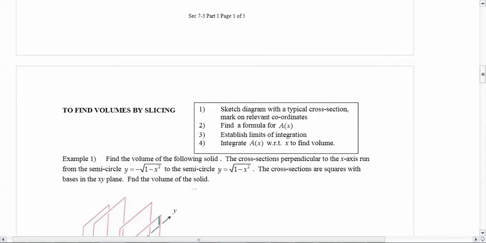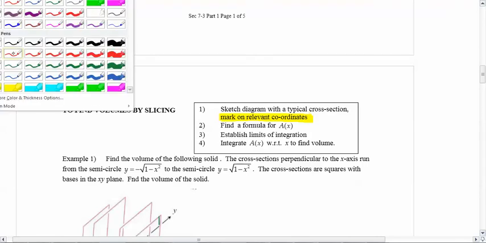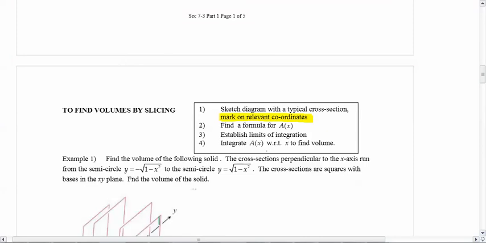Here are the steps we're going to go through as we find volumes by slices. Sketch a diagram, always do a diagram, in fact we often do two, with a typical cross section, and very important, mark on the relevant coordinates. As we do particularly part 3, it really makes a big difference writing on the coordinates. Then find the formula for A of x, establish the limits of integration, and then actually integrate, finding the definite integral. WRT, I think we've already talked about that. It means with respect to x.